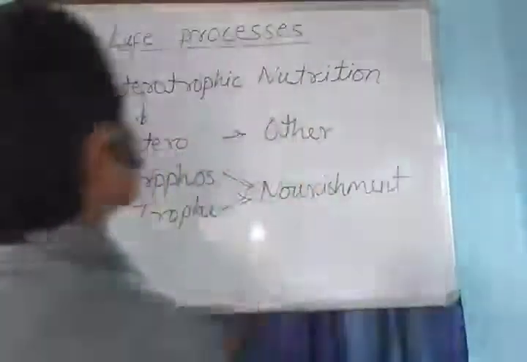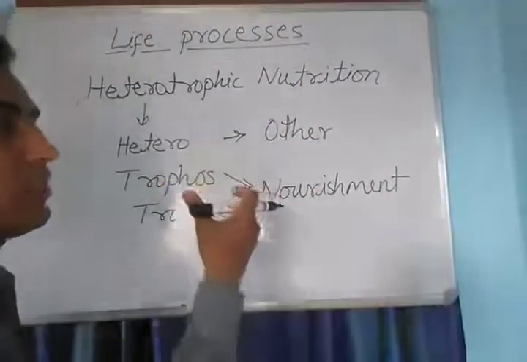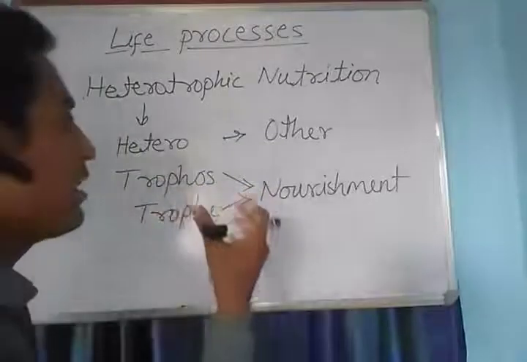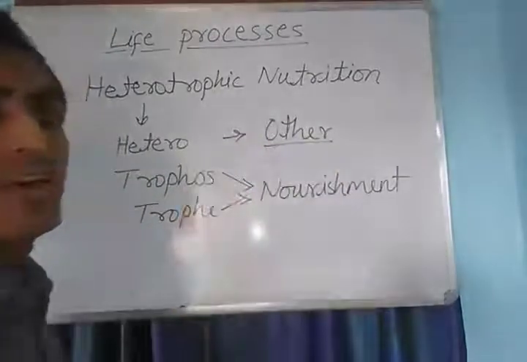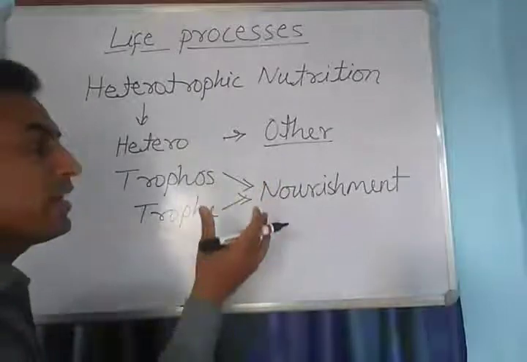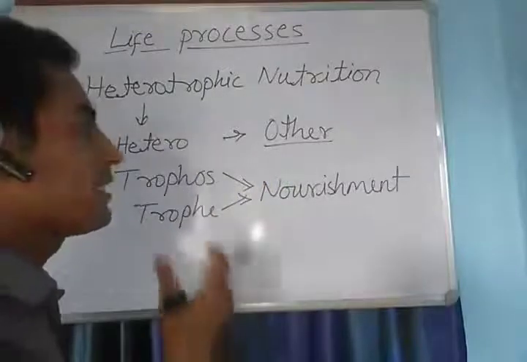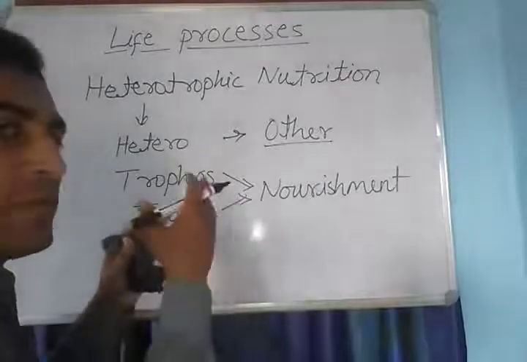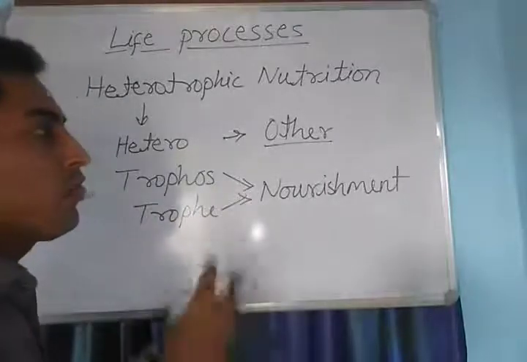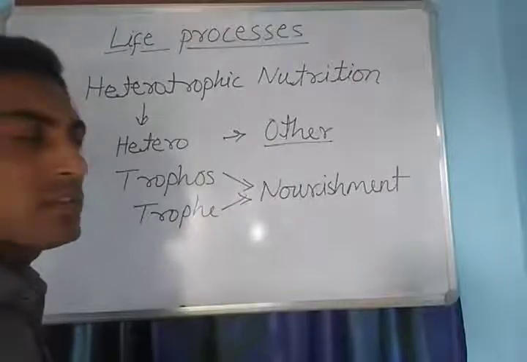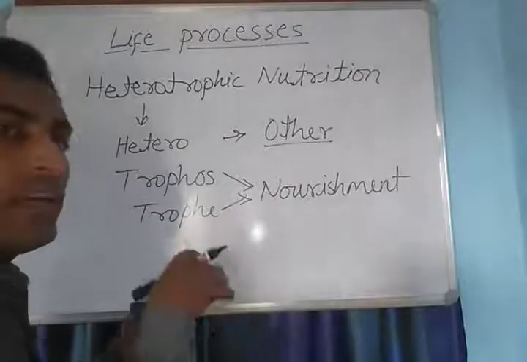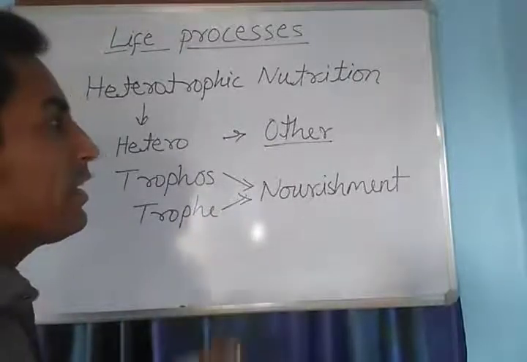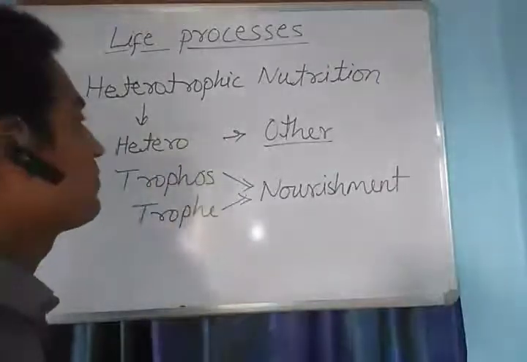It indicates the mode of nutrition in which organisms depend on other organisms for their food, and they are unable to make their own food like plants. They get ready-made organic food from different sources and directly or indirectly depend on plants for their food.